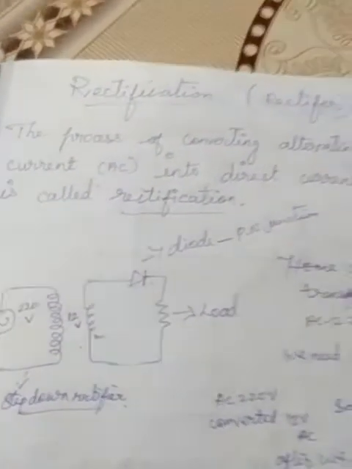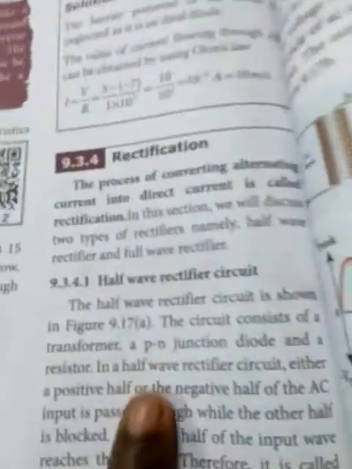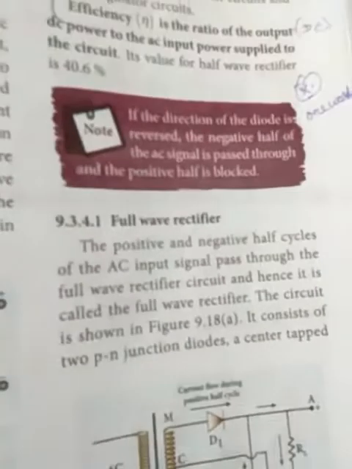Are you clear? Now, based on the rectifier, the very important questions are the 5 mark questions: half wave rectifier and full wave rectifier. Every year these questions come, the half wave rectifier circuit and the full wave rectifier. Half wave is one 5 mark question, and full wave is another 5 mark question. First we will discuss the half wave rectifier.